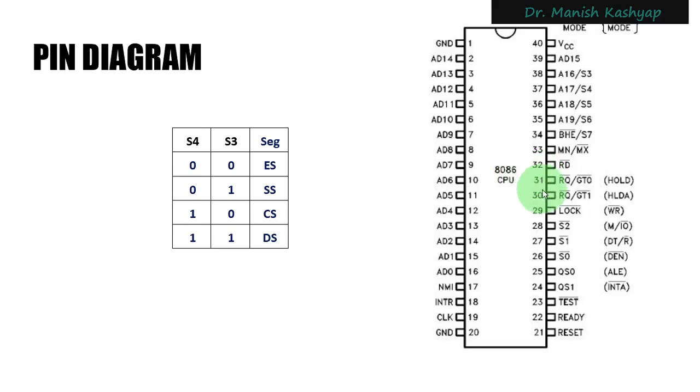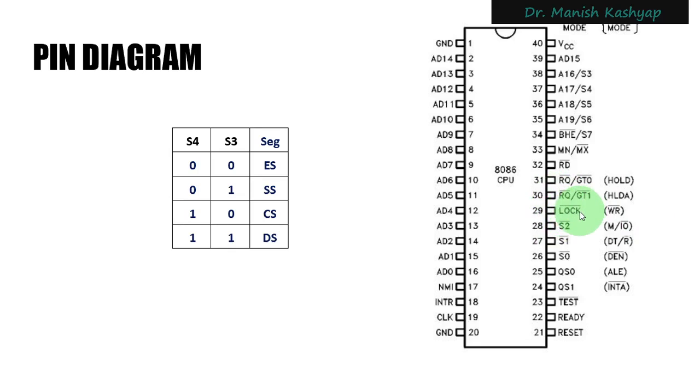Out of these two things, request and grant 0 and request and grant 1, if there is a tie between these two, then definitely this 0 indexed pin will be given a priority, right? So it works in a similar way that hold and hold acknowledge works, right? So now let us come to this lock.